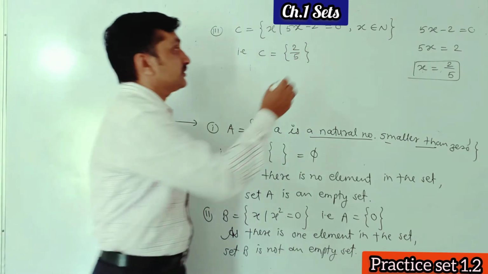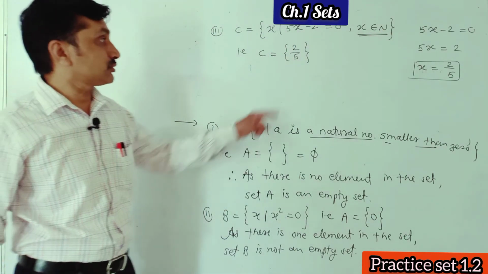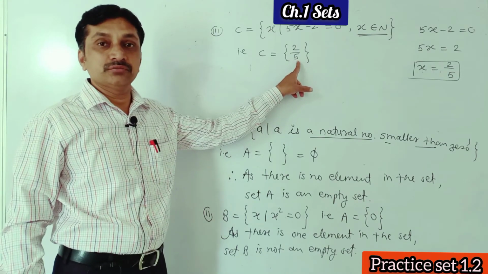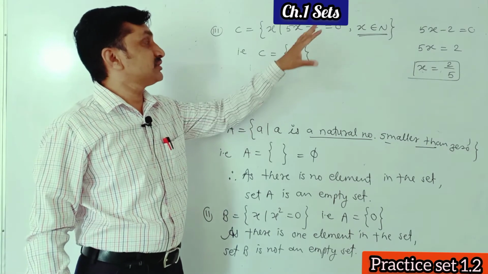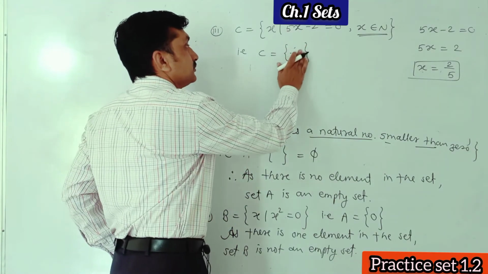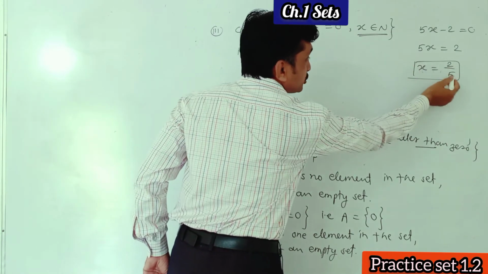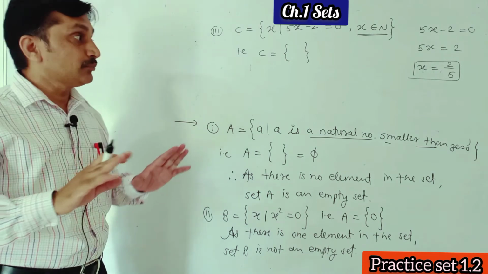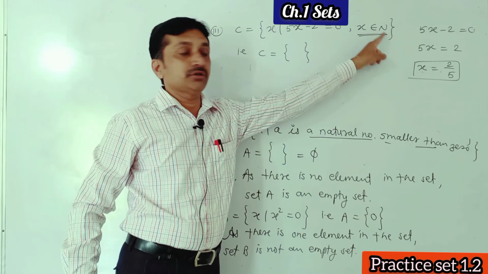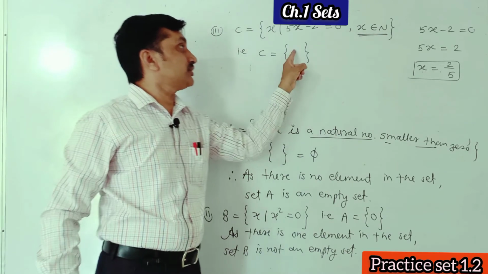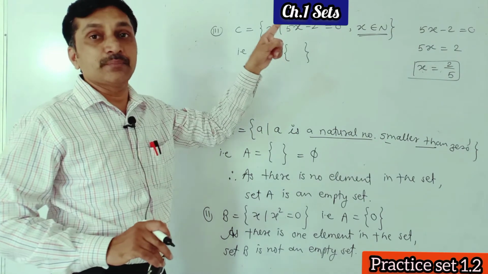But what is given here? x belongs to natural. Then is the fraction a natural number? No, it is not a natural number. It means there is no answer here. We want natural and we got the answer 2 upon 5, but it does not belong to natural, and we want a natural number here. That's why we don't get any natural number here. That's why it is an empty set.